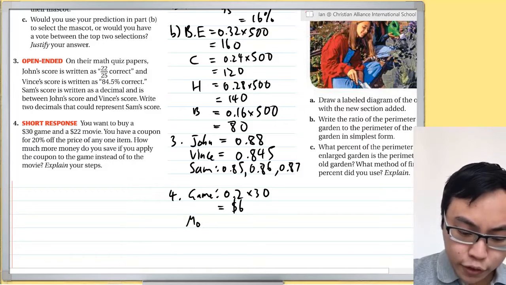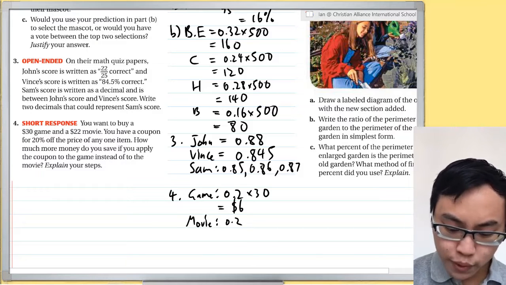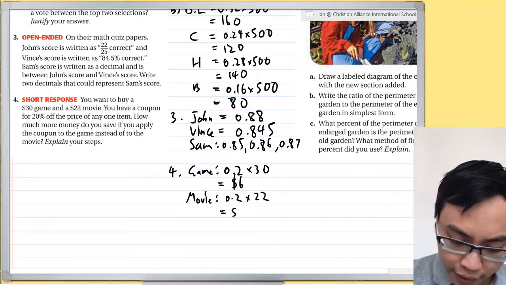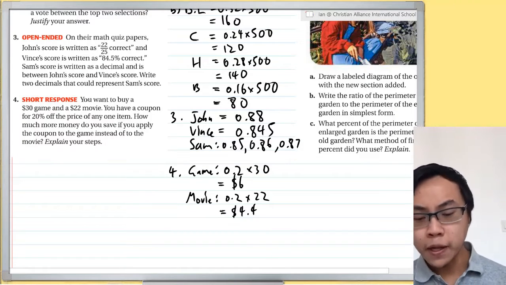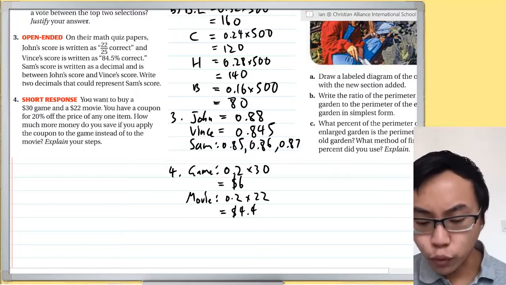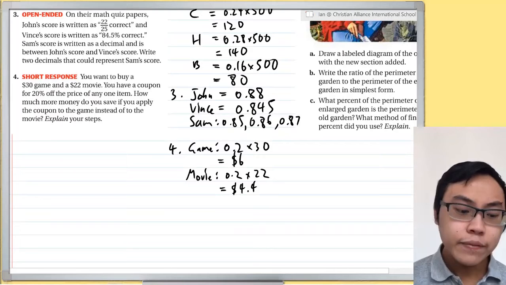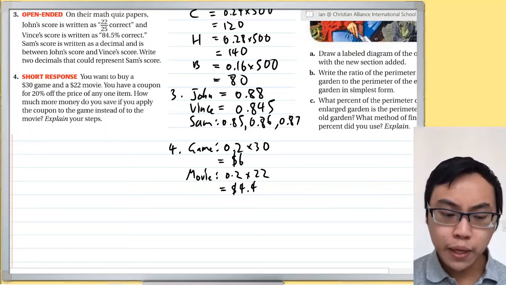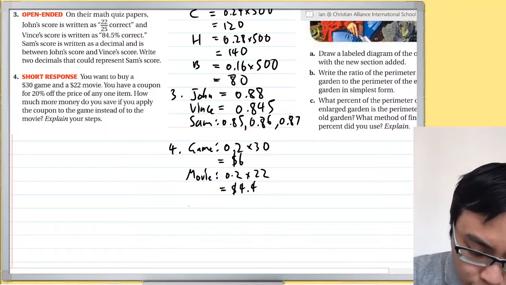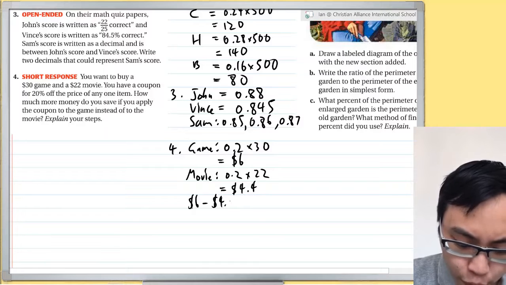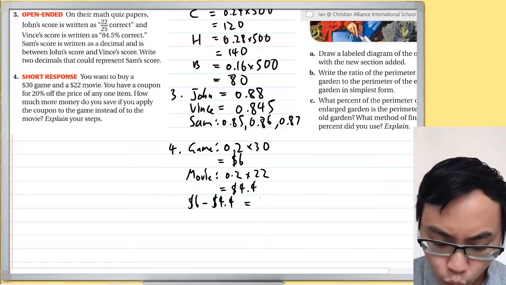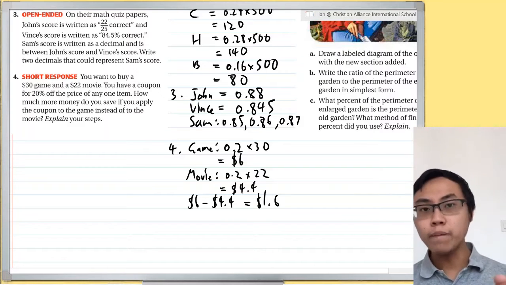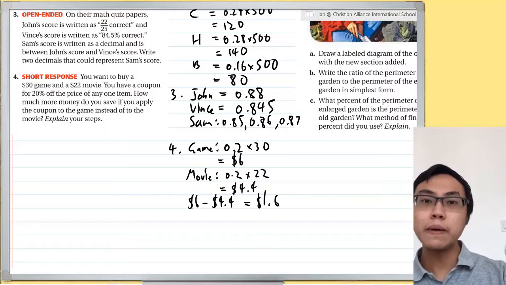If we apply the coupon to the movie, that's going to be 20% times $22. That's going to be $4.4. Okay, so that's 2 times 22, move the decimal back one place. That's 4.4. And then now what we want to do is find out how much more money we save if we apply the coupon to the game instead of the movie. That's going to be $6 minus 4.4, which is $1.6 difference.